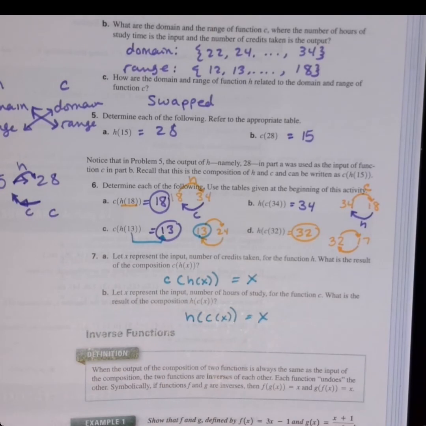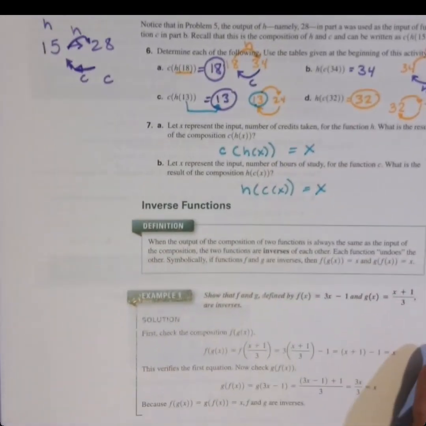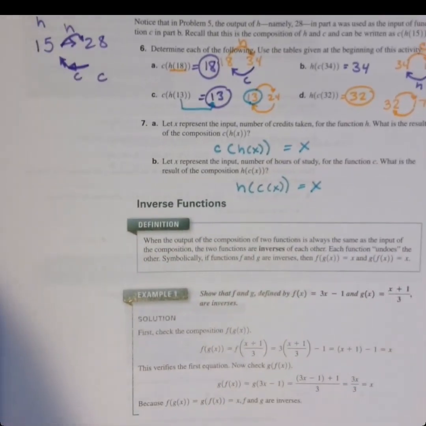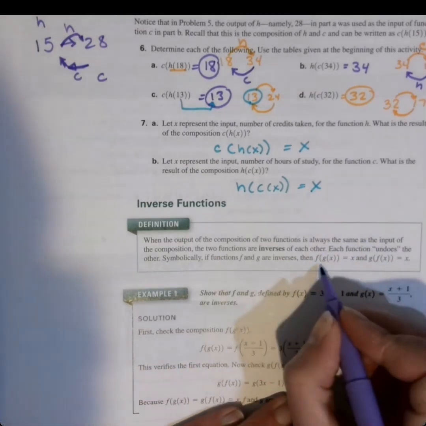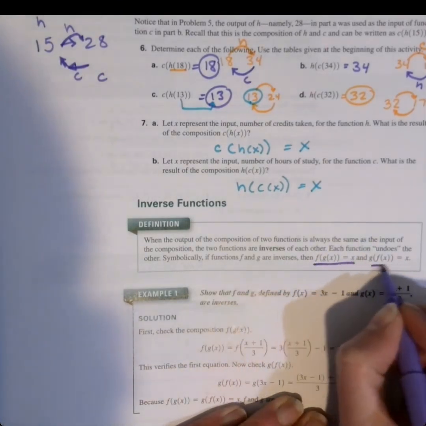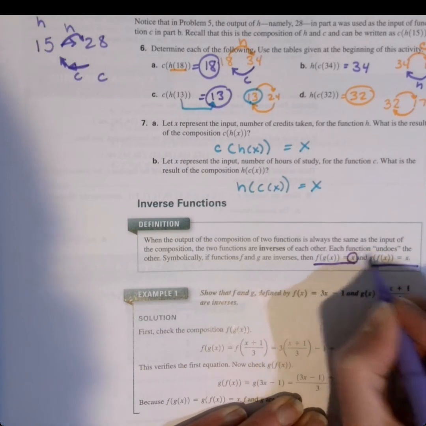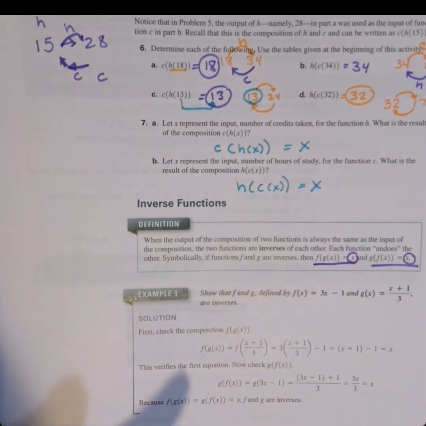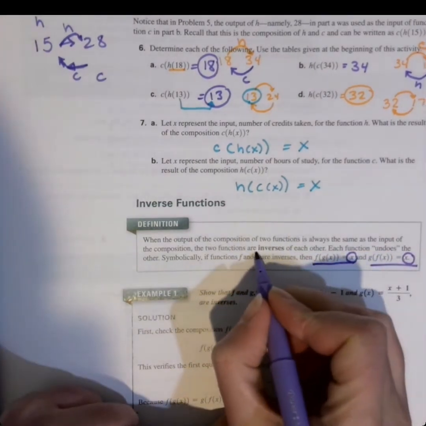All right. So this is actually the way that you tell that two functions are inverses of each other. If you do the composition in either order and what you get as a result is the same thing you put in, then it proves that the two functions are inverses of each other.